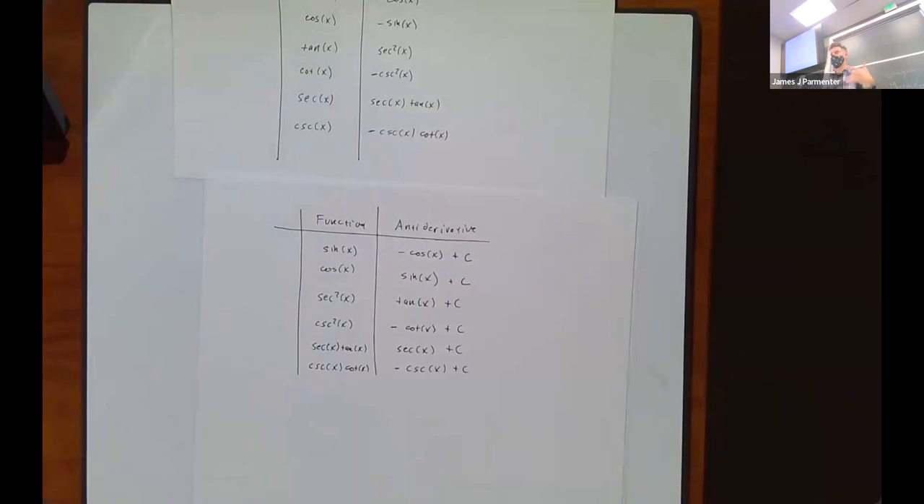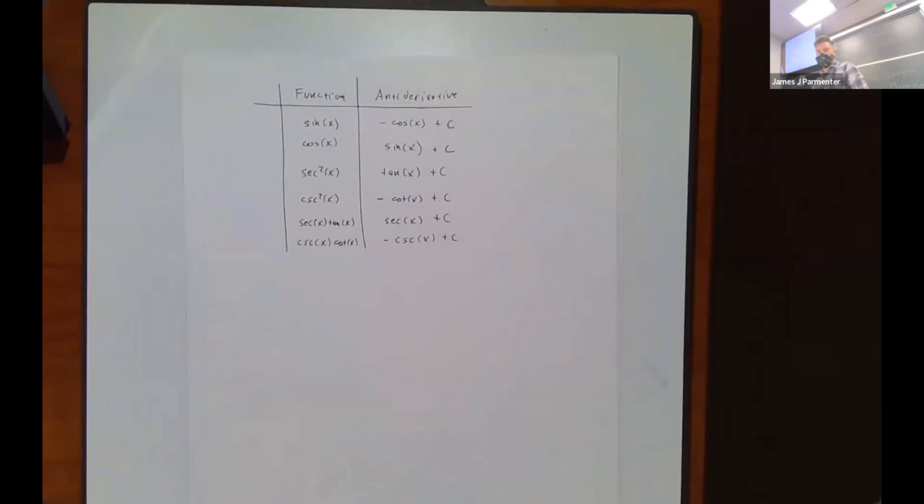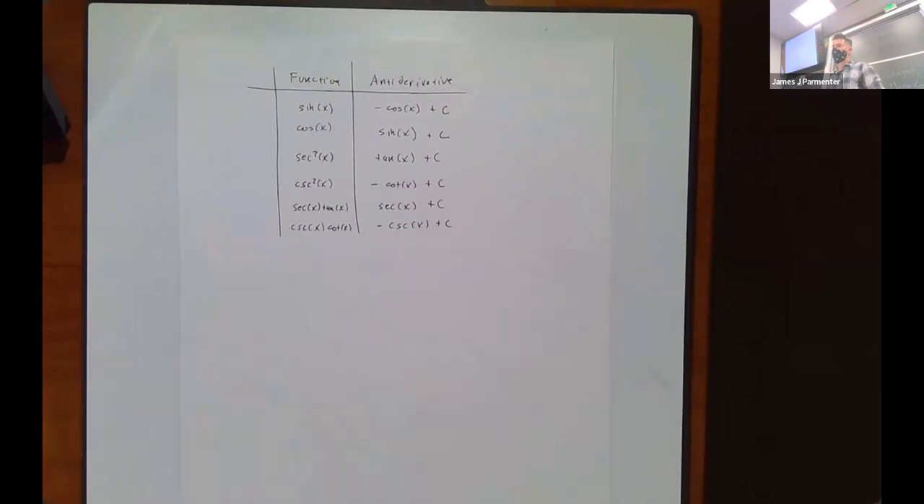But really the rule of thumb you should be thinking about is if you know that this is the derivative of that, then you know that the antiderivative of that is this, right? It's just a backwards and forwards relationship. Cool. Questions about these? Other than should you memorize them? And the answer is yes, you should.